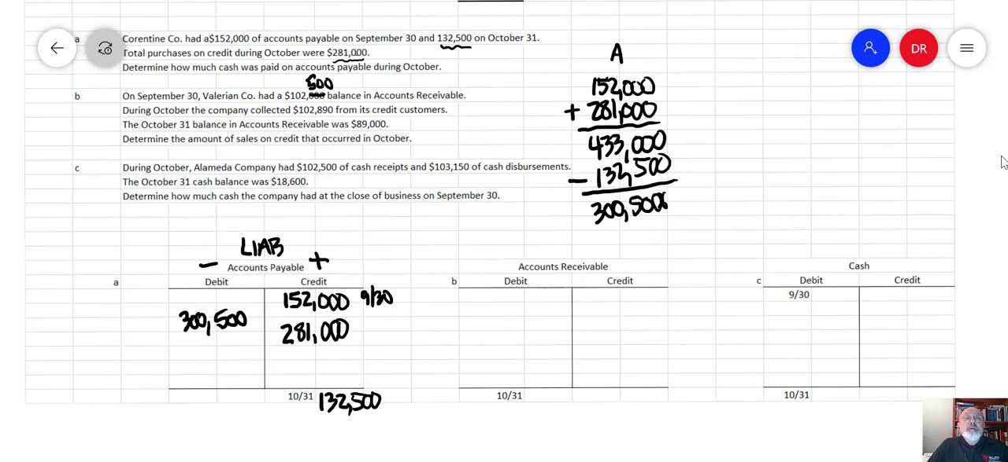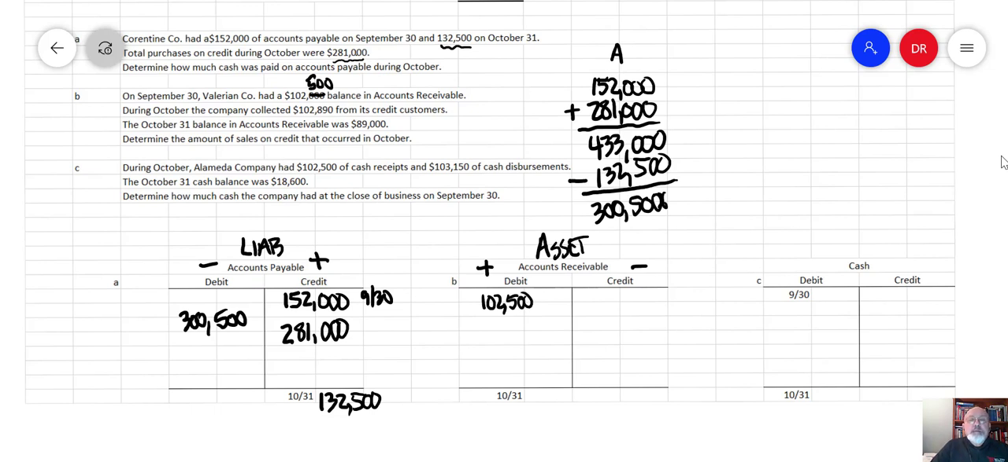And it says during October, the company collected $102,890 from its credit customers. And on October 31st, the balance in accounts receivable was $89,000. We're going to fill that in as soon as we figure out what we're dealing with. First of all, accounts receivable is an asset that increases with a debit and decreases with a credit. So when we begin the balance on September 30th, that's the normal balance, and it's the side the plus is on. So we start with 102,500.